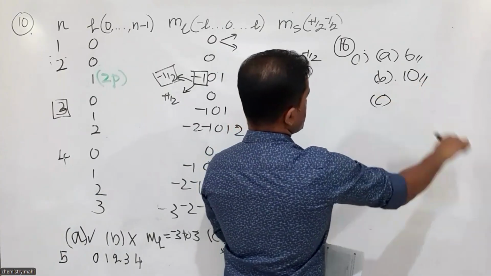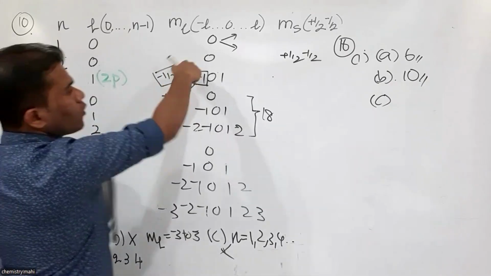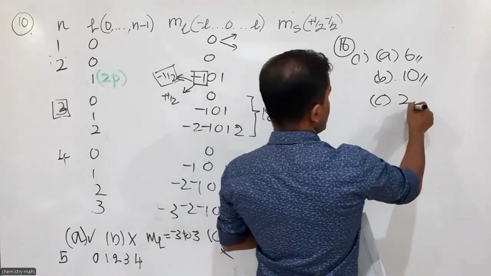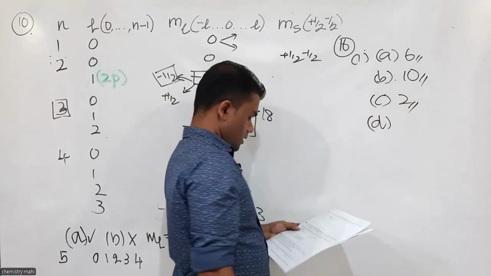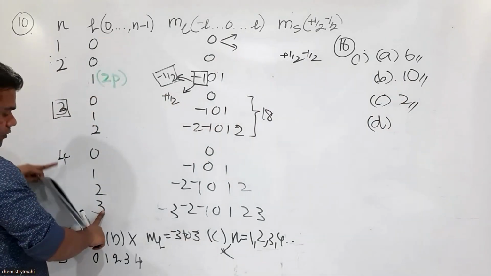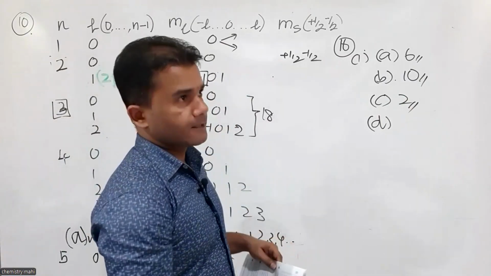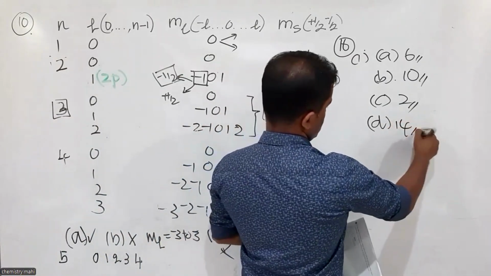C, 2s. Then it's n equals 2 and s. It has only 1 orbital. 1 orbital can have a maximum of 2 electrons. D, 4f. 4f means n is 4, l is 3. And then there are 1, 2, 3, 4, 5, 6, 7 orbitals. 7 orbitals mean 14 electrons.